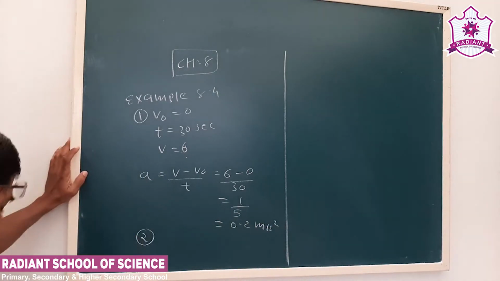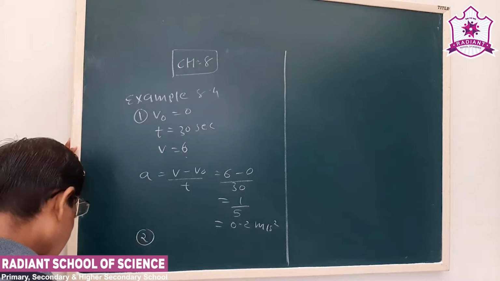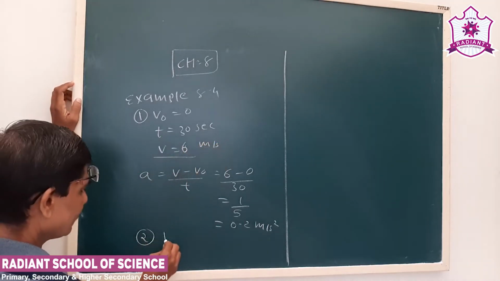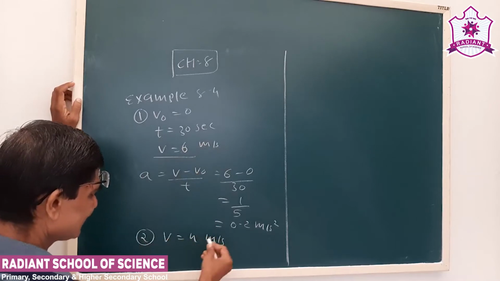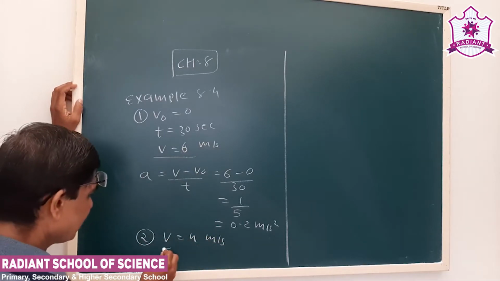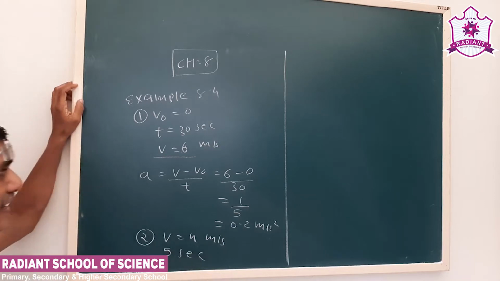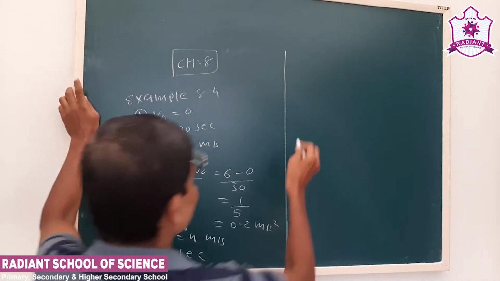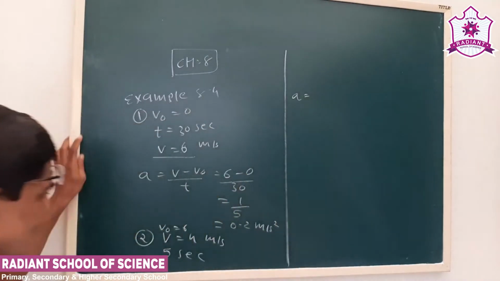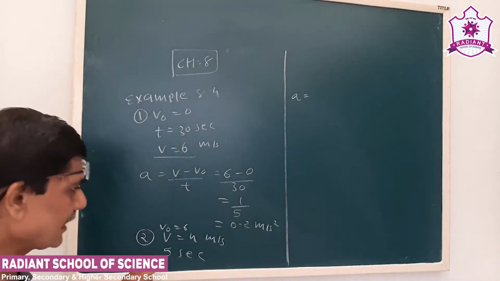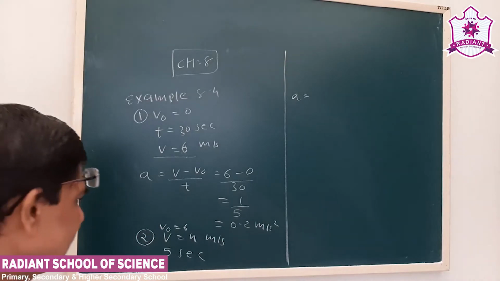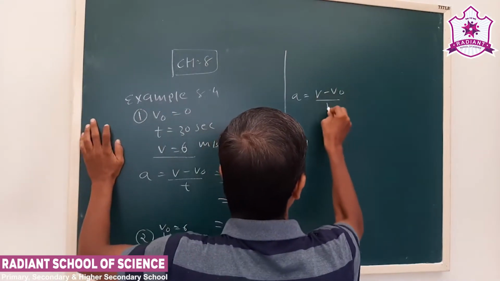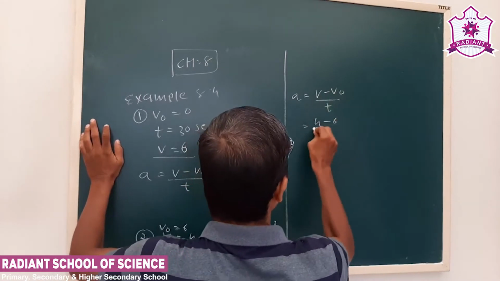That was the first part. Now in the second part of the question, the velocity reduced to 4 meters per second in the next 5 seconds. So for the second part, this was our V0. What was the retardation here? We see that with the increase in time, the velocity decreases, so that's why we will get retardation. V minus V0 upon t will be 4 minus 6 upon 5.